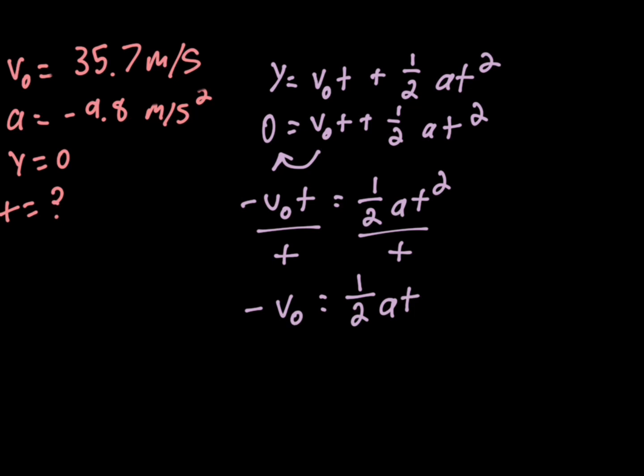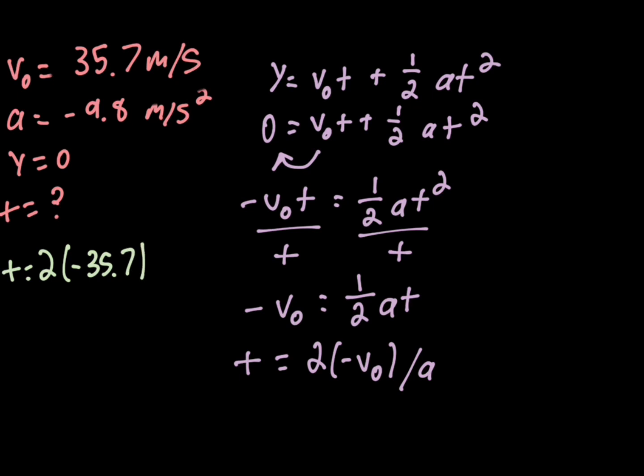All right, we go down a power because we divided by t. And so then we can rearrange, solve for t, get that t is equal to 2 times negative v naught divided by a. Okay, we changed that 1/2. And then the last thing we have to do is plug in. So let's plug into this equation for t. T is equal to 2 times negative v naught, so negative 35.7. And this is divided by our acceleration, so negative 9.8. And we get our t value of 7.29 seconds.